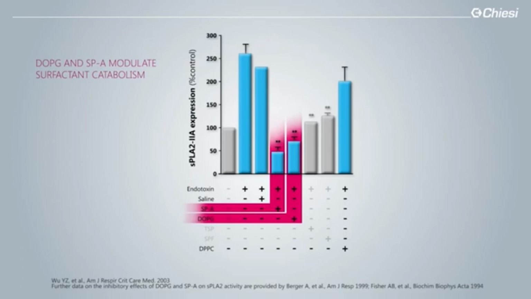So this means that actually SPA and DOPG, although they are present in lower concentration, are extremely important because they don't play any significant role in the reduction of surface tension, but still they preserve surfactant activity.